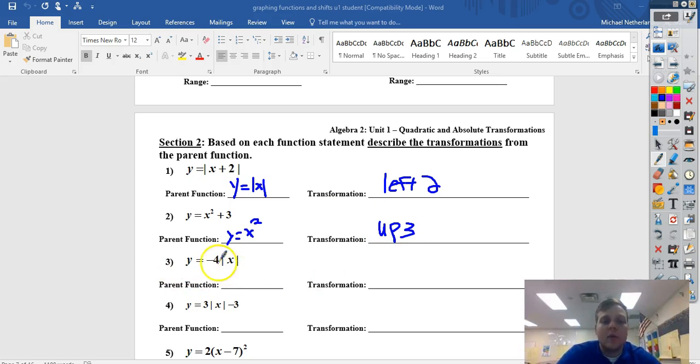What about this one? Once again, we have absolute value bars, so the parent function is y equals absolute value of x. And then on this one, there's a negative 4 in front. Well, remember that this negative 4 is in the place where a usually is. And what is the absolute value of a if a is a negative 4? The absolute value would be just 4. So since 4 is bigger than 1, it's a vertical stretch by 4. But it was negative. So what does that negative tell me? It tells me it reflects across the x-axis. I'm just going to write the word reflects, but it does reflect across the x-axis.